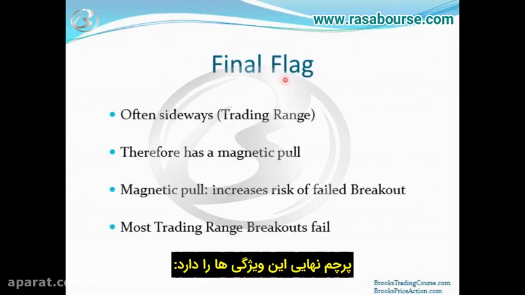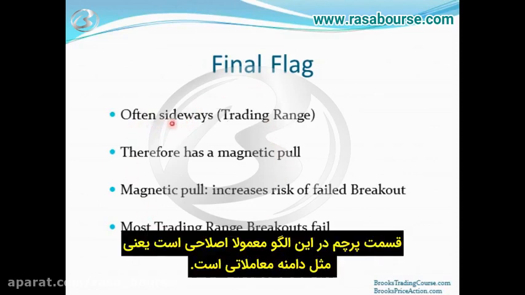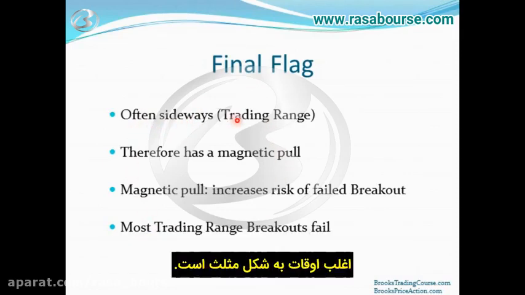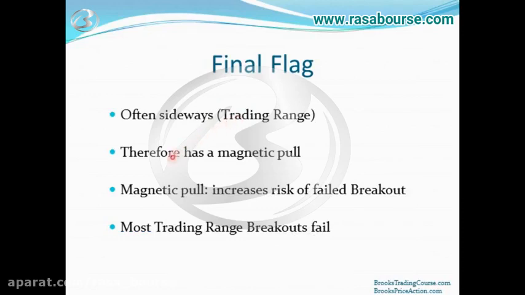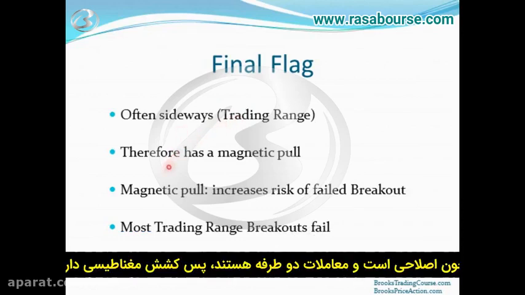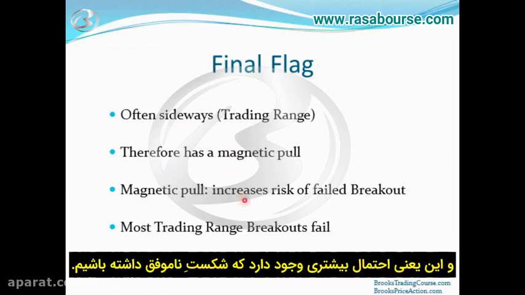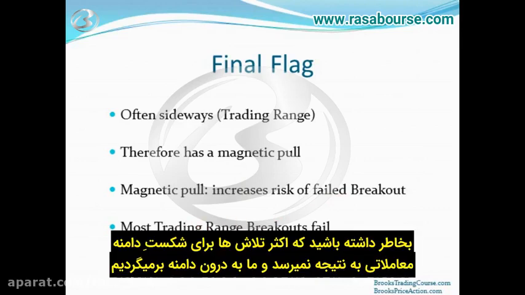The final flag in a trend has characteristics like these. The flag is often sideways, like a trading range, often a triangle. Because it's sideways, it has two-sided trading and it has magnetic pull, and that means that the risk of a failed breakout is greater. Remember, most trading range breakouts fail and get pulled back into the range.